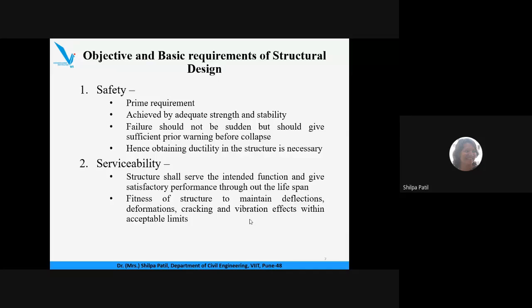And that's why we do not construct purely concrete structures. The steel is added only for achieving ductility in the structure. So when we go for structural design, safety means we have to provide adequate strength and stability to the structure along with sufficient ductility. These three terms are important when we call a term safety. The second important requirement is serviceability. What is serviceability? We have constructed a structure.